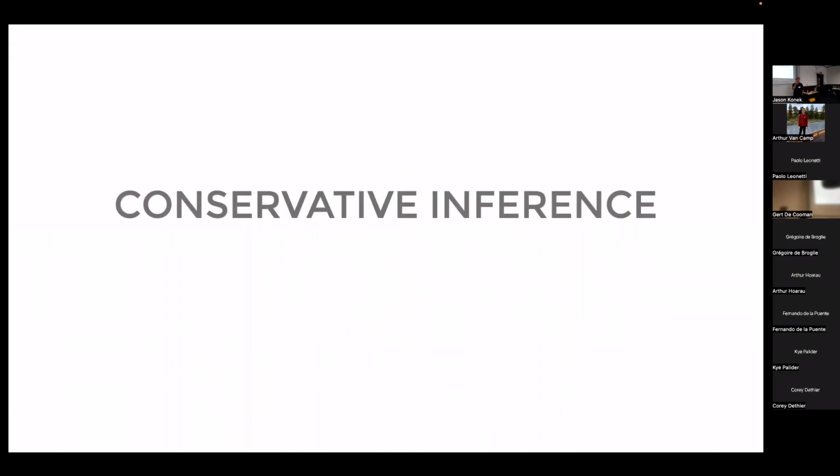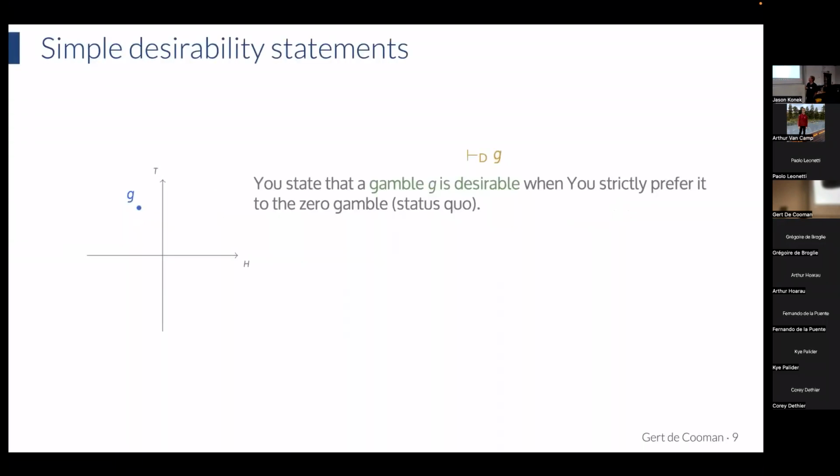So this is the notion of gambles and desirability. And I'm now going to explain to you that there is a notion of conservative inference behind that. I'm going to be a bit more explicit than before. Remember, when you state that a gamble G is desirable, this means that G belongs to your set of desirable gambles. So the idea is to strictly prefer it to the zero gamble, or to the status quo.